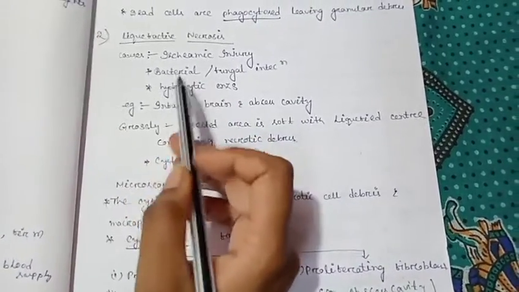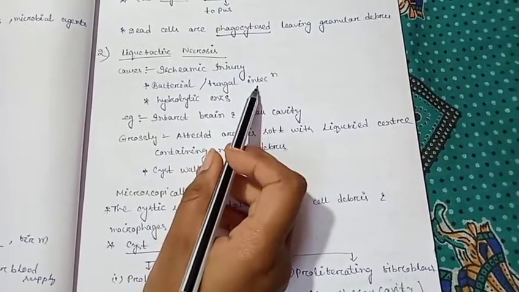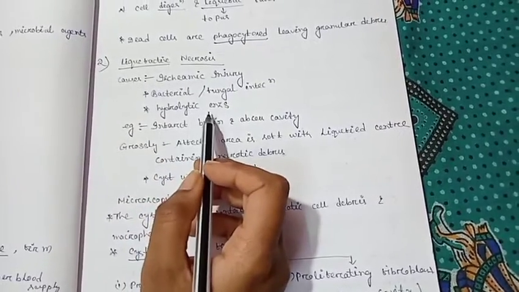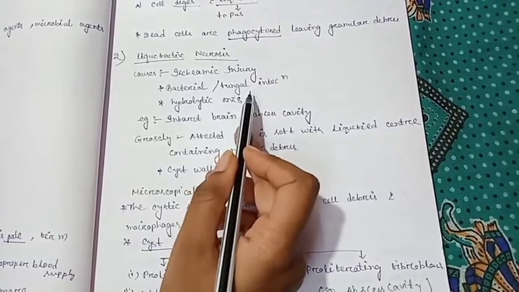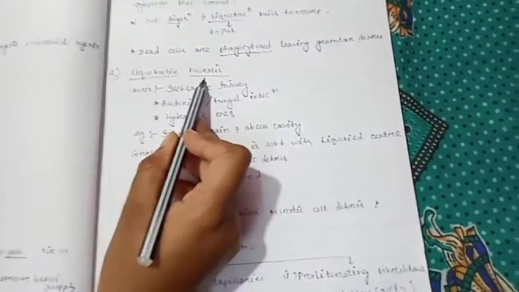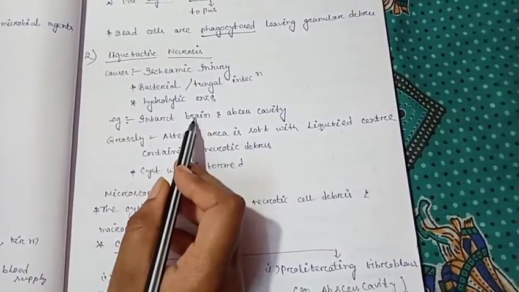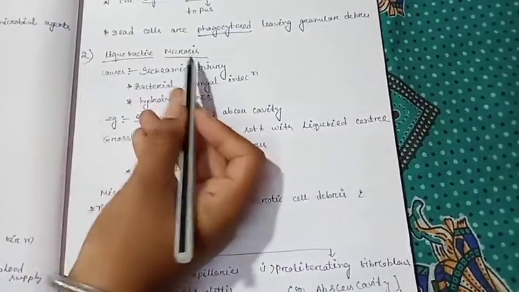What are examples of liquefactive necrosis? One is bacterial or fungal infection, and the hydrolytic enzymes degrade the dead cells so that they form a liquid. Dead cells become liquid, and that's why it is named liquefactive necrosis. Other examples are infarct of the brain and abscess in a cavity, which also come under liquefactive necrosis.